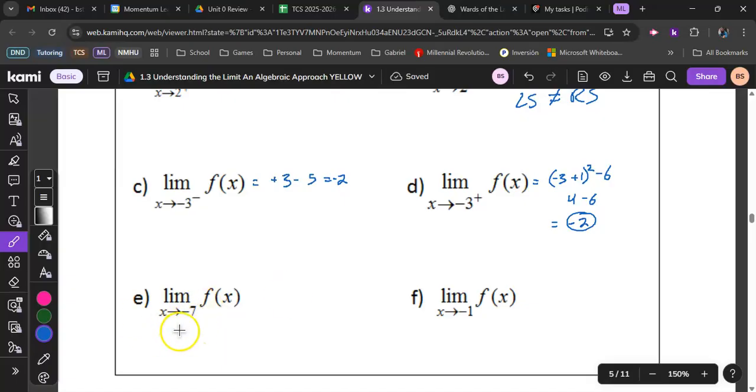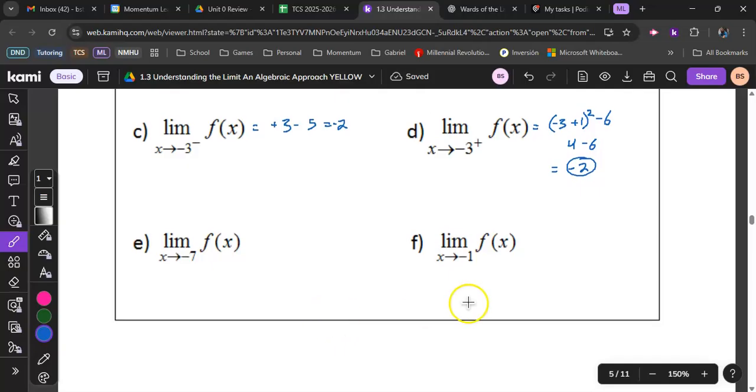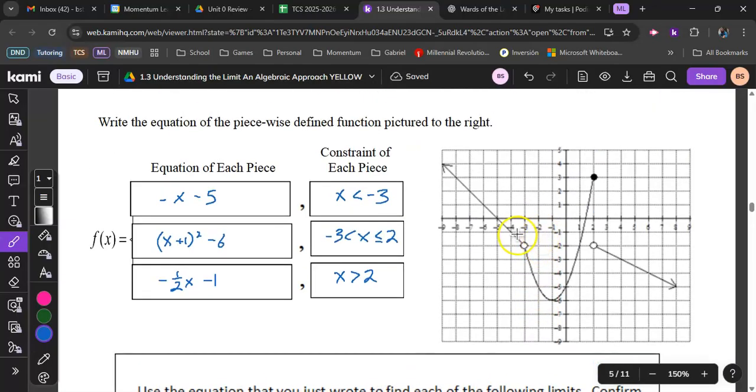All right, so now this one here, we're going to look at negative 7. If I'm at negative 7, which of these three graphs should I be using? I heard two different answers. I heard the bottom and the top. Why the bottom one? Negative 7 is greater than 2? The top one, because negative 7 is less than negative 3. So we're going to use the top one. So we get negative 7 minus 5, which equals 2. And then we should compare that. So let's go look here at negative 7. Hey, look. It's right there at 2.